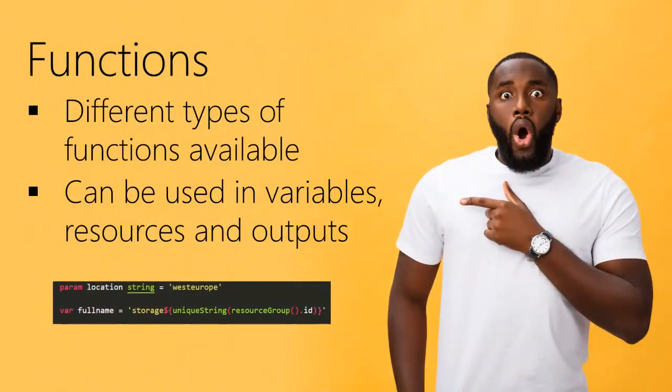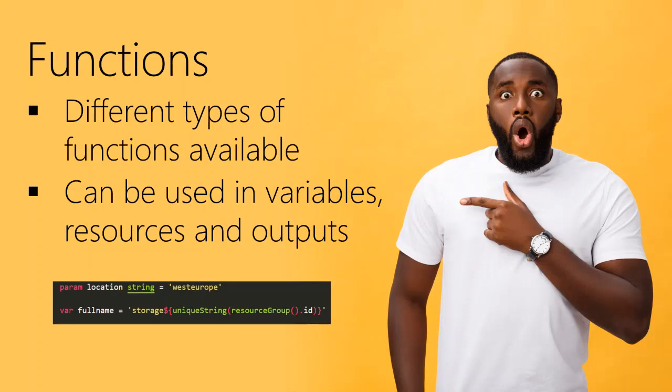Now, a very important thing that we can use in Bicep are so-called functions. And there's a lot of different functions available in Bicep that make our life much easier. So functions can be used in variables. So to calculate a variable value, we can use functions directly for constructing resources, property values, or also in outputs.